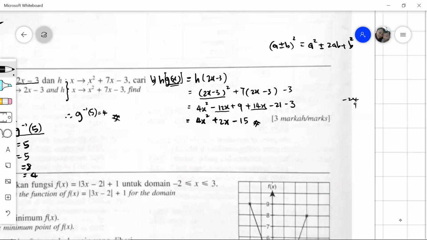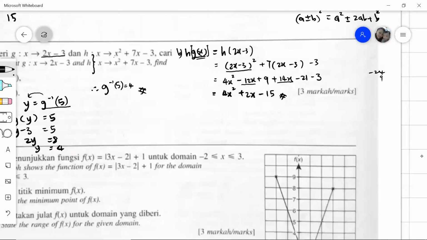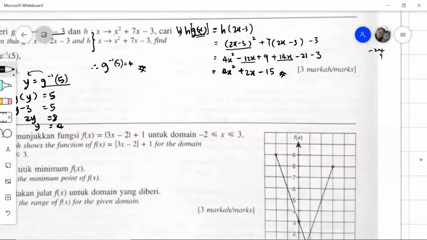Okay. Does the question say find the hg(x)?